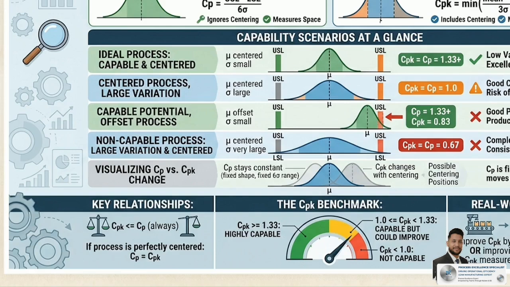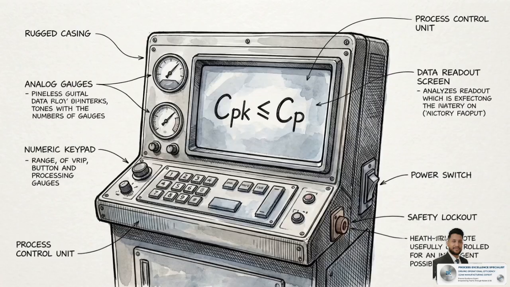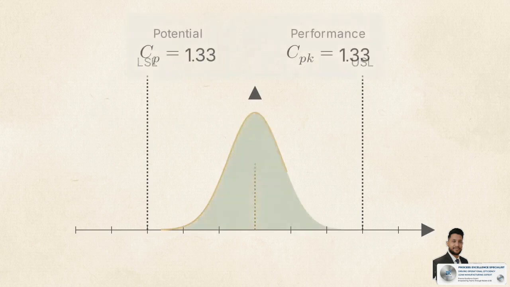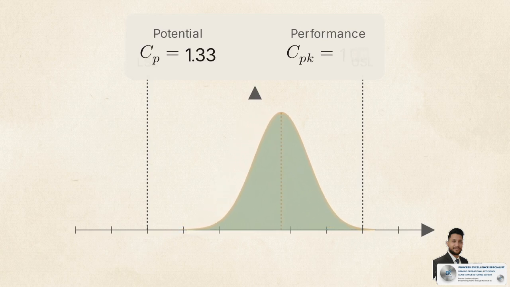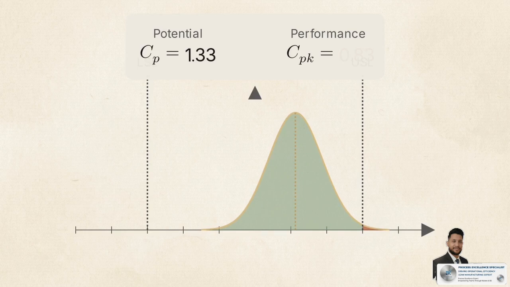CPK is always less than or equal to CP. Translating that formula into reality means a manufacturing process's actual performance can never, under any circumstances, exceed its theoretical potential. This animation demonstrates the single, specific condition where the two metrics perfectly align. When a process is flawlessly centered, the actual performance matches the maximum theoretical potential. But watch the immediate penalization effect. The moment the process drifts off-center, the performance score drops rapidly, while the potential score completely ignores the error.